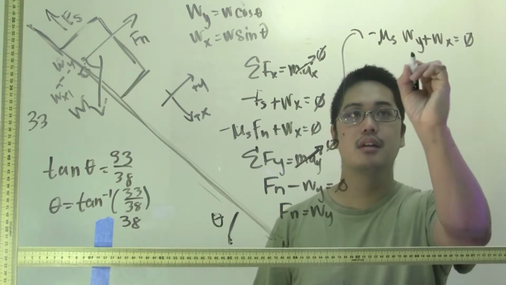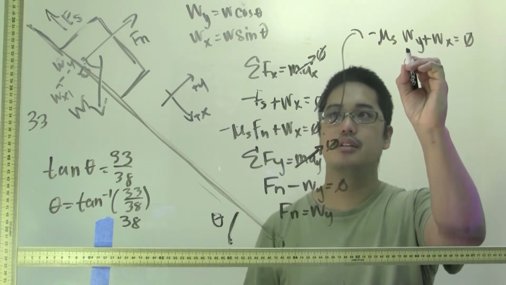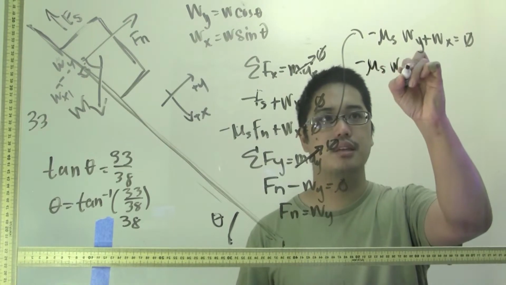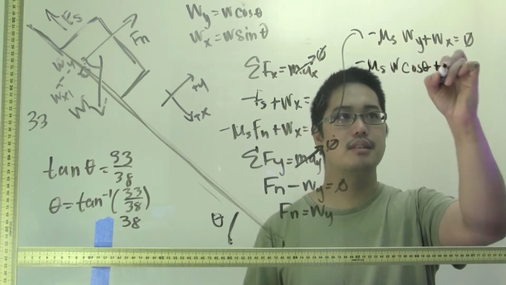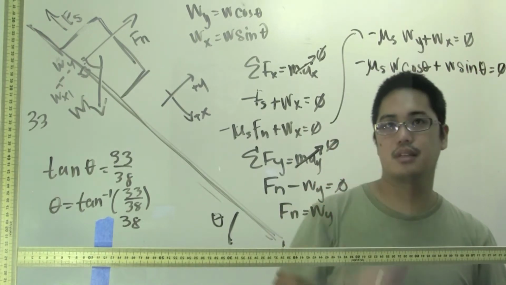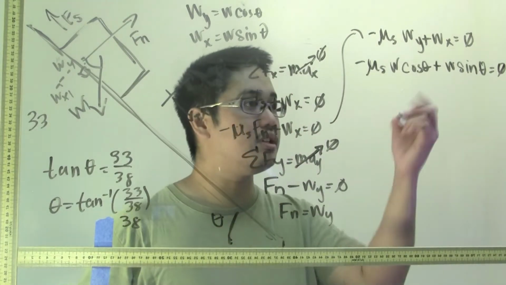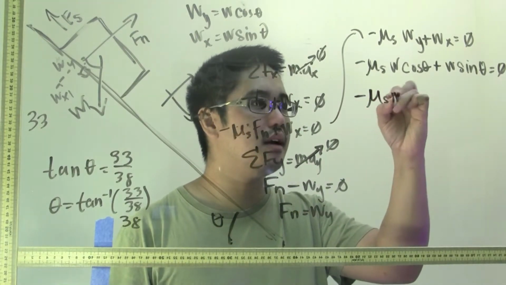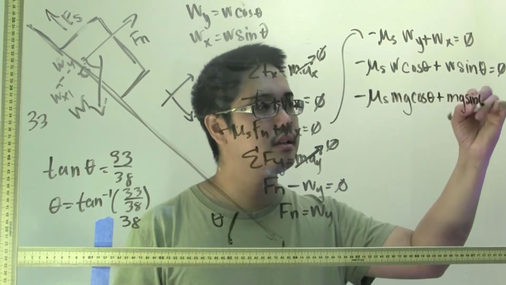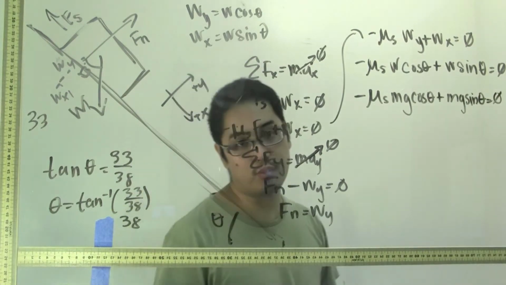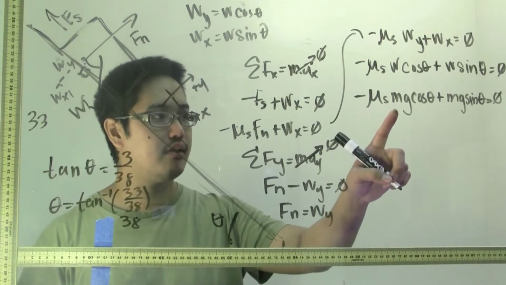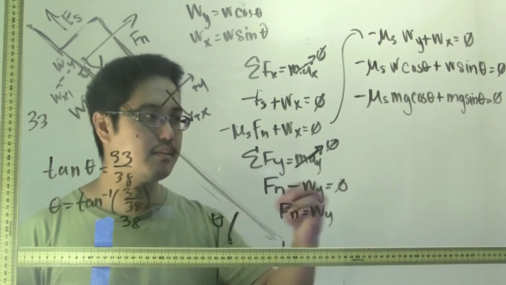Well, let's see. Wy is actually W cosine theta. So that's negative mu s W cosine theta plus W sine theta equals 0, because Wx is W sine theta. W is mg. Negative mu s times mg cosine theta plus mg sine theta equals 0. That's what the weight is defined as, mass times gravity. There's a mass times gravity here, there's a mass times gravity here. I can factor out that mass times gravity.